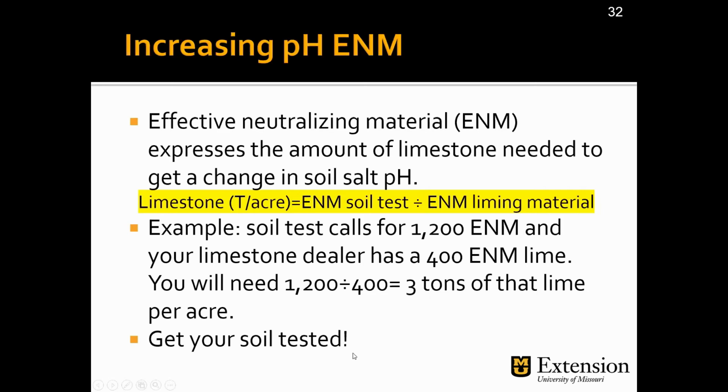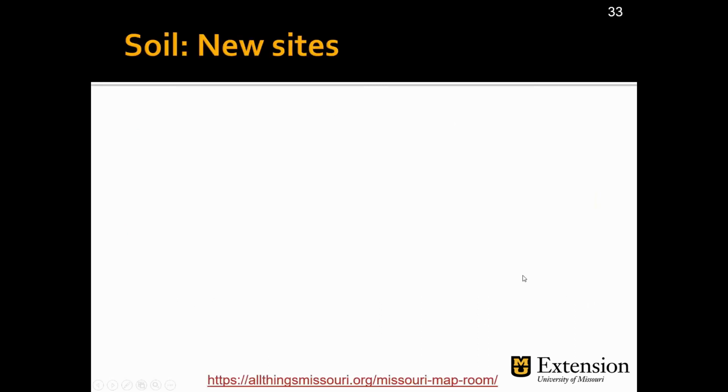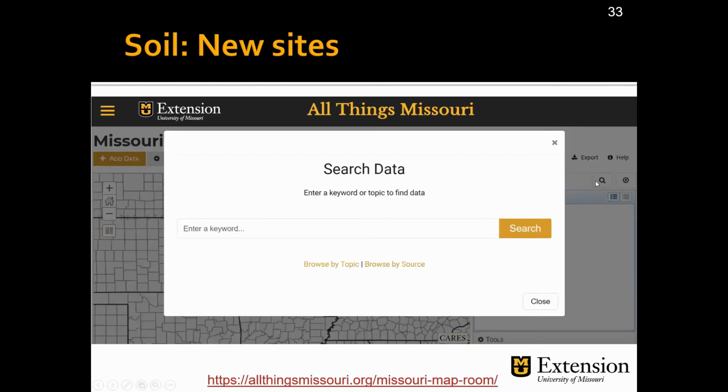So it's important that you get your soil tested to make sure that you know that the pH of the soil is correct. Now, the other thing that I like to use to make sure that the site I'm looking at is going to be adequate for what you intend to grow, and I'm putting the link in the chat right now, is a tool that the University of Missouri has, and this is a wonderful tool. I used this tool when I was applying for this job, and I was so excited about it.